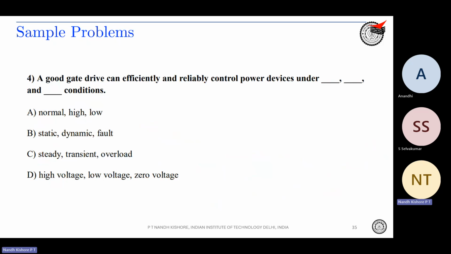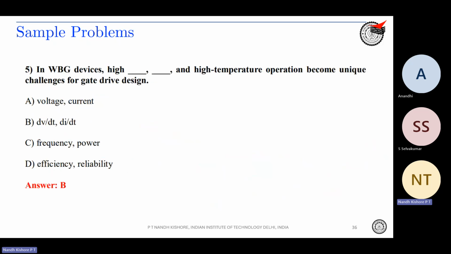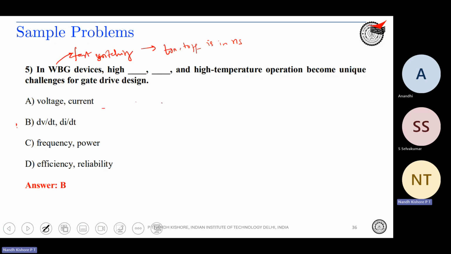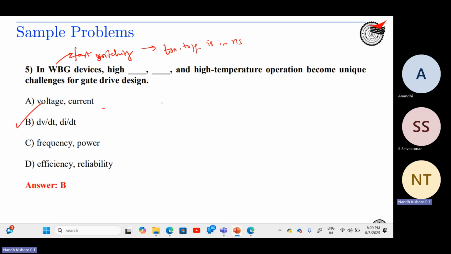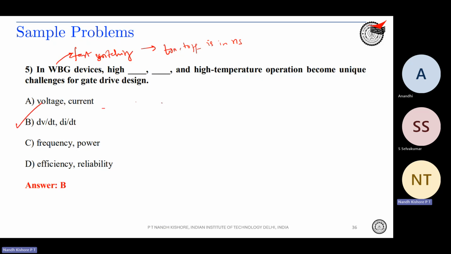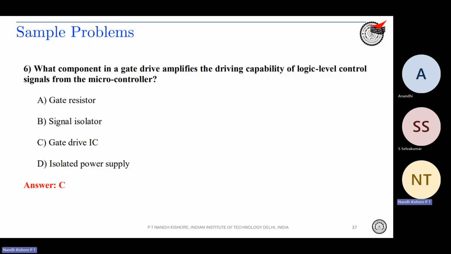A good gate drive can efficiently and reliably control power devices under static, dynamic, and fault conditions. Very simple question again. In WBG devices, high speed and high temperature operation become unique challenges. What are the challenges? WBG devices operate under fast switching. Fast switching means turn on and turn off, T on and T off, is in nanoseconds. So if it is in nanoseconds, you will obviously be experiencing very high dV/dt and very high di/dt, fast voltage transitions and fast current transitions.